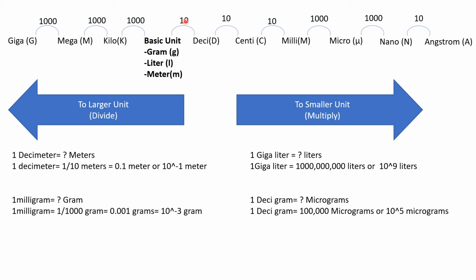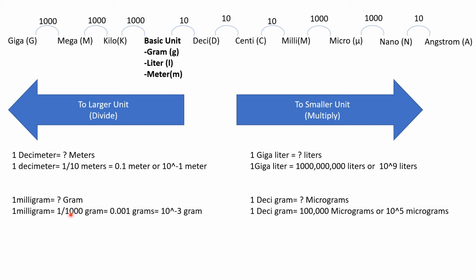Again, why 1,000? Because I have 3 loops, each worth 10, so I have to divide by 1,000. Why am I dividing by 1,000? Because I'm going to a larger unit. So 1 divided by 1,000.